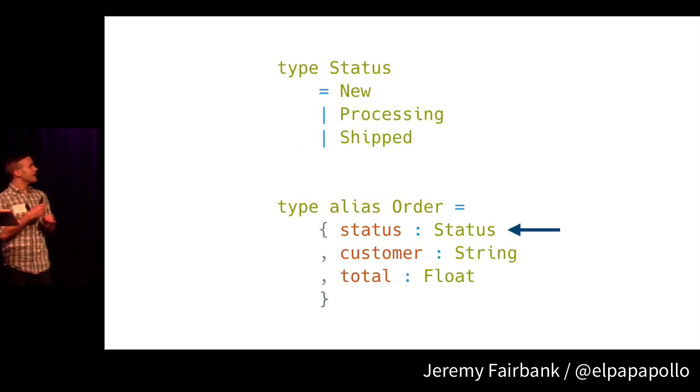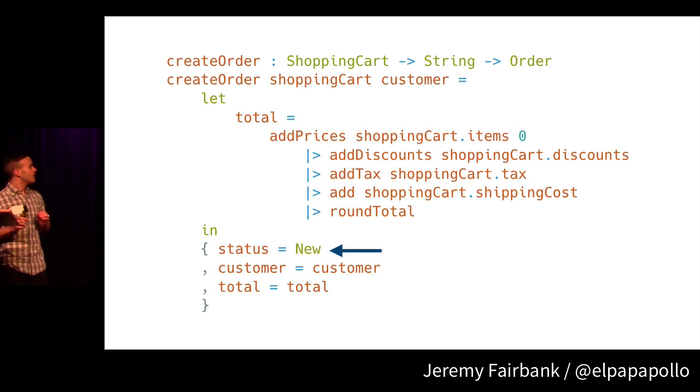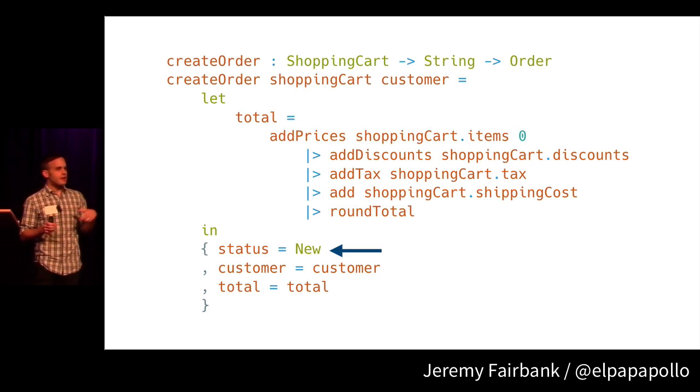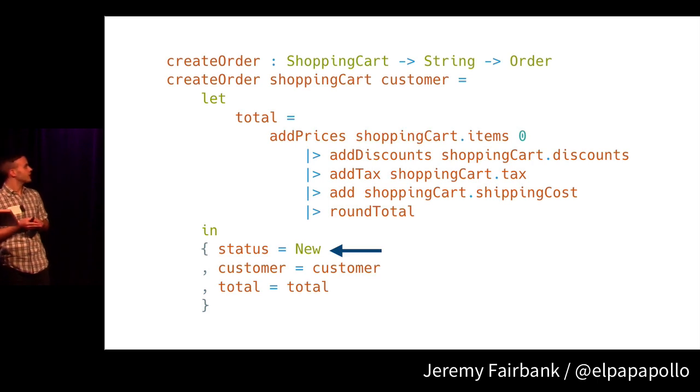And now I can return back to my order type alias, and I can say status is of type status. And the type system and the compiler will know only those values are valid. So here I can swap out the new string with this new value that the union type introduced for me.